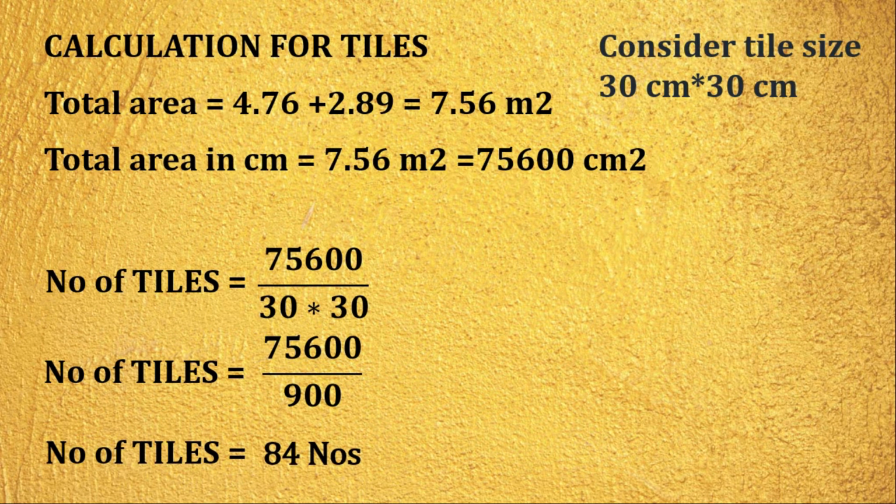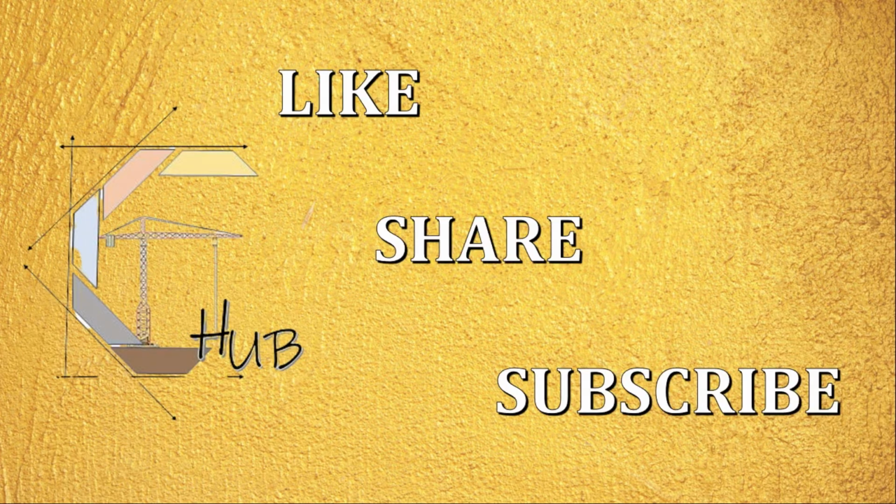So you can say that the number of tiles required is 84, but for a factor of safety we are taking 90 tiles, because many times it is possible that during handling there will be some damage to the edge or the corner of the tiles, so you can order 90 tiles.